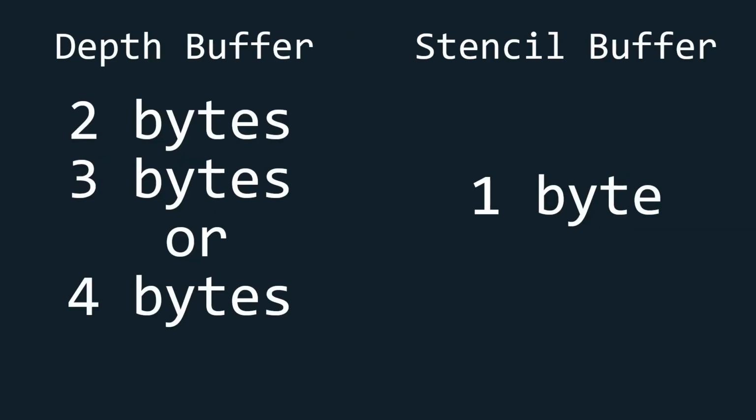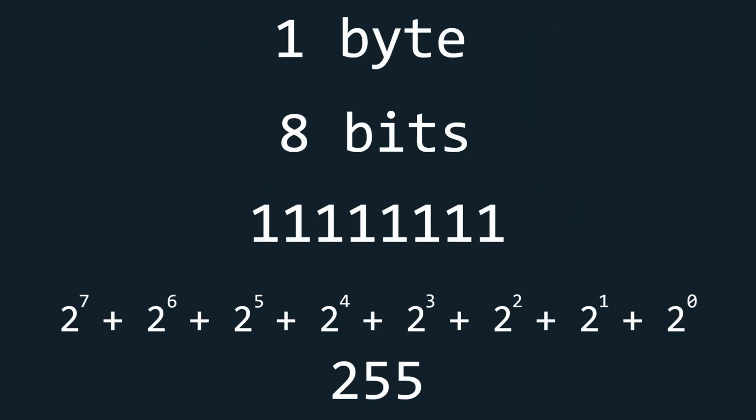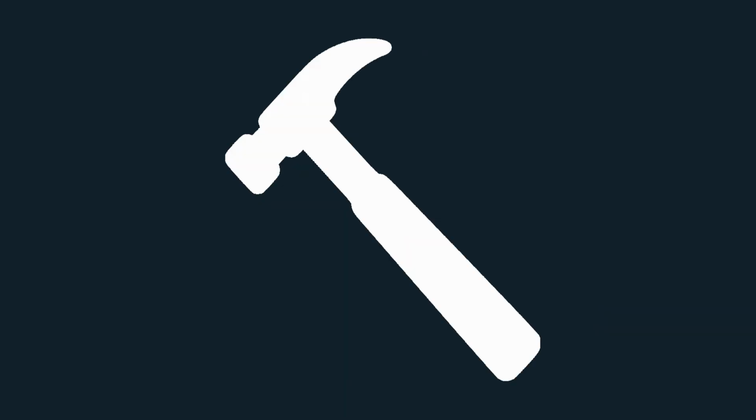Unlike the depth buffer though, where each pixel holds between 2 and 4 bytes of data, for the Stencil Buffer, each pixel holds 1 byte of data, so values from 0 to 255. But you'll mainly only use the values of 0 and 1. So let's look at how we can work with this new buffer.